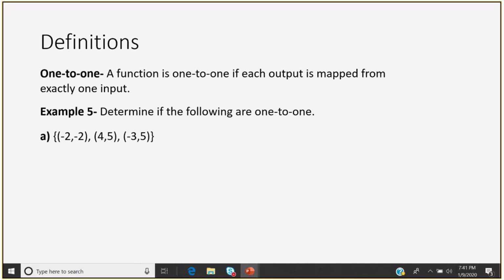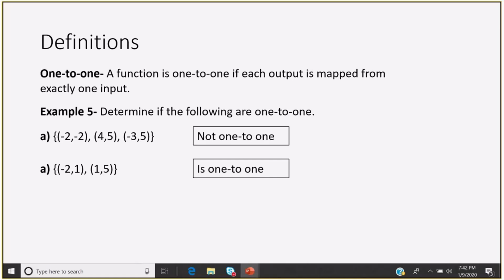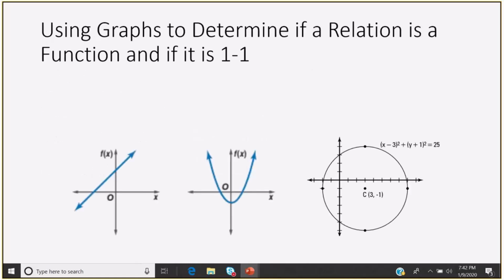Well, now we have to think, okay, is my function one-to-one? Well, we look at the outputs in this case. My outputs are -2, 5, and 5, so now I have repeating outputs. And my repeating outputs are mapped from two separate inputs, so this is not one-to-one. It is a function, but it's not one-to-one. Where in this case, okay, I have -2 being mapped to 1, I have 1 being mapped to 5, and so every one of my outputs only has a single input, so we're good to go. That is one-to-one.